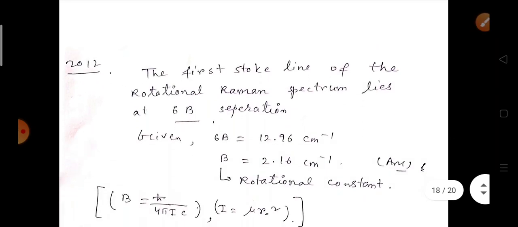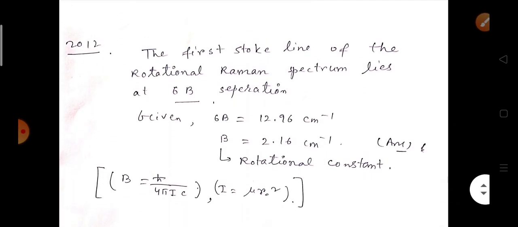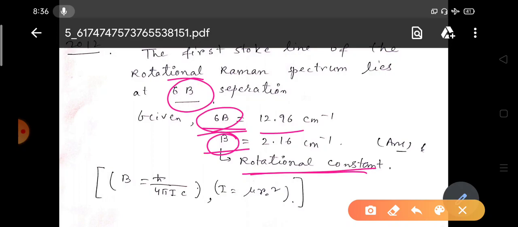And now the next question, another question that came in GATE 2012. The information given was that the first Stokes line of the Raman spectrum lies at a 6B separation, and 6B was given as 12.96 centimeter inverse. You have to find out the rotational constant, that is B. So for 6B equals 12.96 centimeter inverse, B will be 2.16 centimeter inverse. That is the rotational constant.